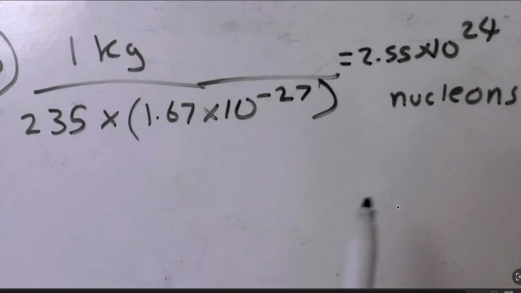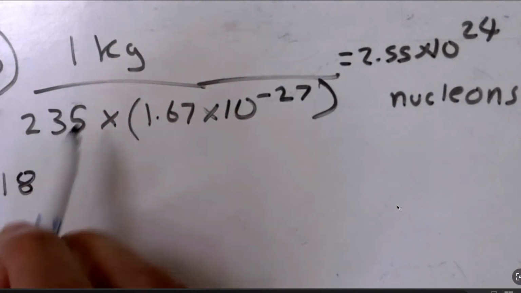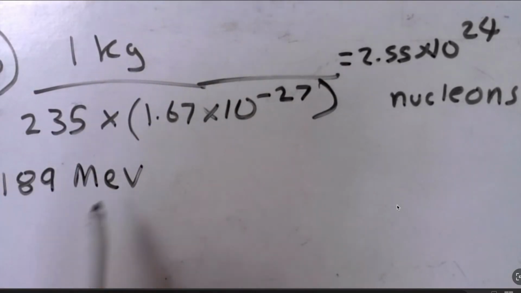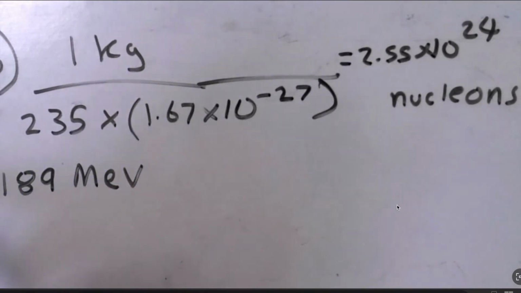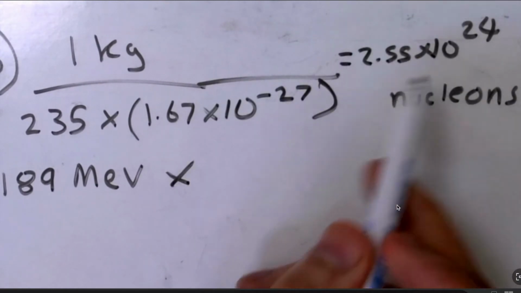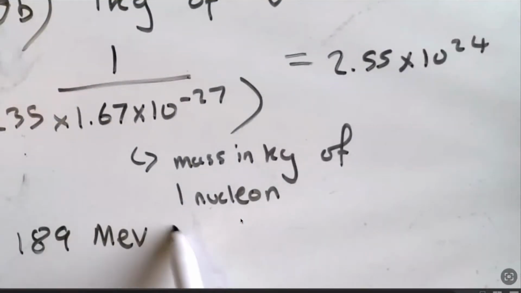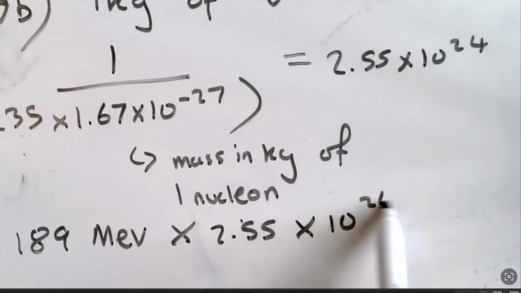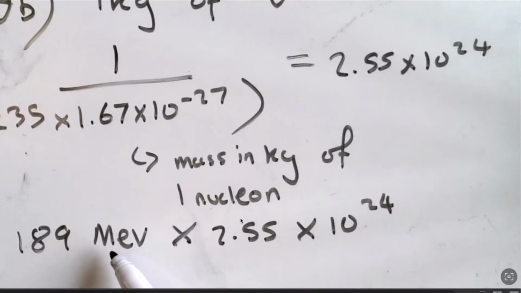Okay, so now we've got the number of nucleons, and if each nucleus gives off in one nuclear fission reaction 189 MeV, as we've worked out in the previous question, well, all we need to do now is just to multiply the 189 MeV by this number of nuclei in the 1 kilogram. So if it's just electron volts, then all we need to do is 2.55 times 10 to the 24 number of nuclei times the energy released per nucleus.